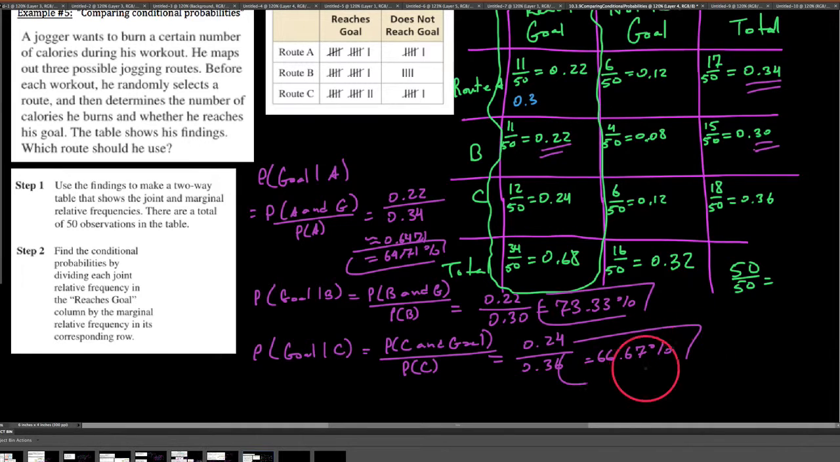So what we can determine here, comparing these conditional probabilities, is how likely it is that he's going to reach his goal given that he runs a certain route. We would say that it is most likely that he's going to reach his goal given that he runs route B here.